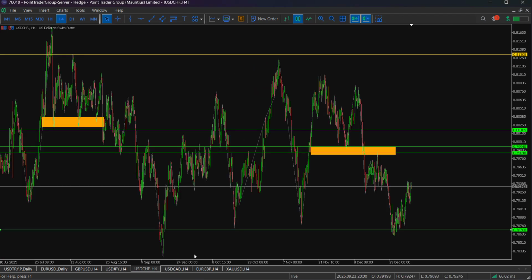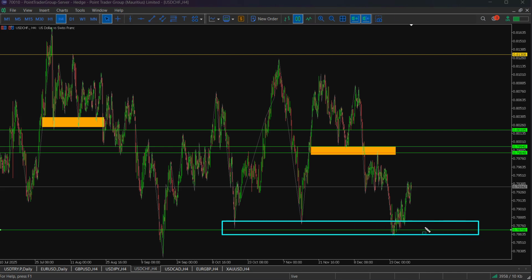Let's move to USD CHF on the H4 time frame. Well, actually, it's too late now. I think I'm going to wait for the pair to reach the zone again, 0.7870, and from there I would go short.